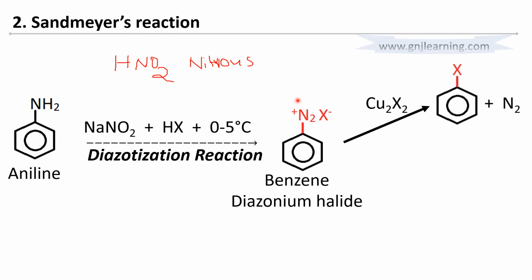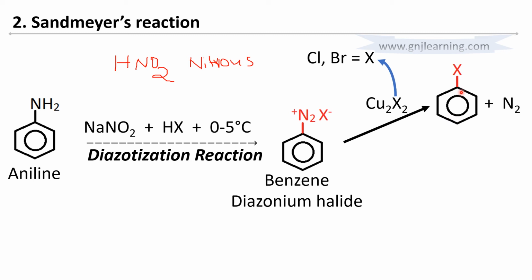You can see here this N2, which is unstable, will fly off as N2 gas, and instead of that, whatever I am using here, either chlorine or bromine, will come here. If I am using cuprous chloride, it will be chlorobenzene. If I am using cuprous bromide, then it is bromobenzene, and nitrogen will fly away. Now I can make chloro and bromo compounds like this.